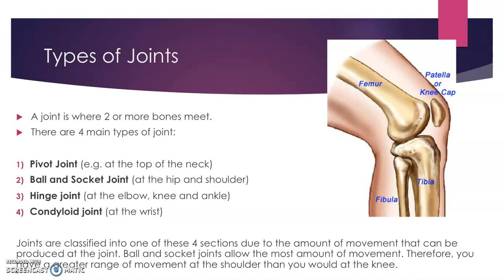All joints are classified into one of those 4 sections due to the amount of movement that can be produced. Ball and socket joints allow the most amount of movement. Therefore, you have a greater range of movement at the shoulder than you would at the knee. For example, at the shoulder, you might be bowling in cricket. This shoulder allows you to rotate. However, at the hinge joint, we can only flex and extend, which essentially means bending and straightening the knee. It doesn't allow rotation.